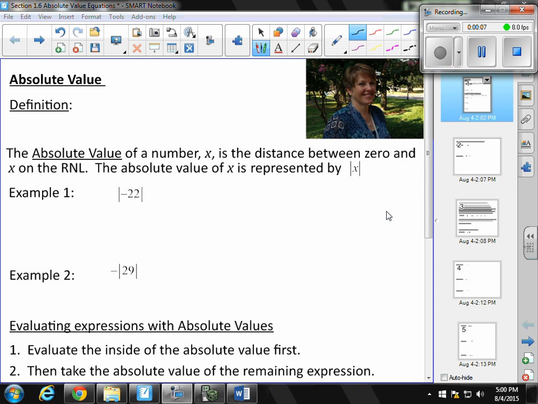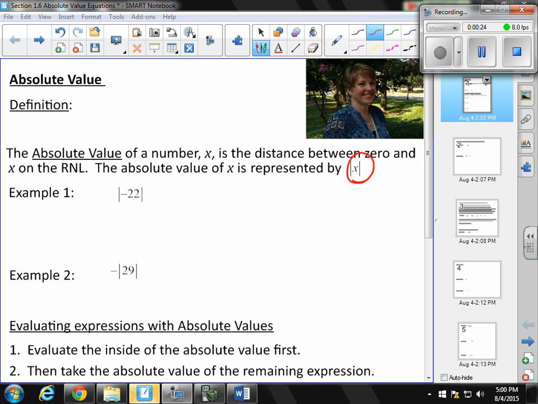The absolute value of a number x is the distance between 0 and x on the real number line. The absolute value of x is represented by this symbol right here. We're going to look at a couple of numbers and we're going to evaluate the absolute value.